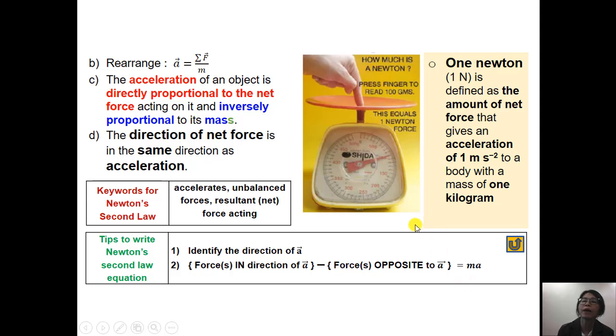So, how do we define 1 Newton? 1 Newton is defined as the amount of net force that will give an acceleration of 1 meter per second squared to an object with a mass of 1 kilogram.